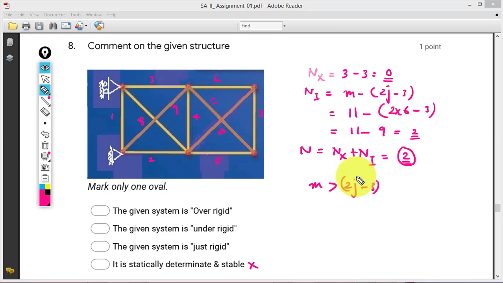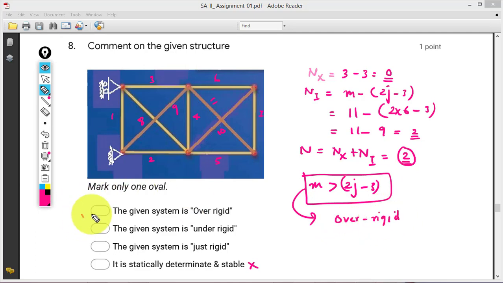So that means m is more than 2j minus 3 if you see this equation, and if this is the condition, that means the structure is over rigid. Your structure is over rigid. So your answer will be option A. The given system is over rigid.